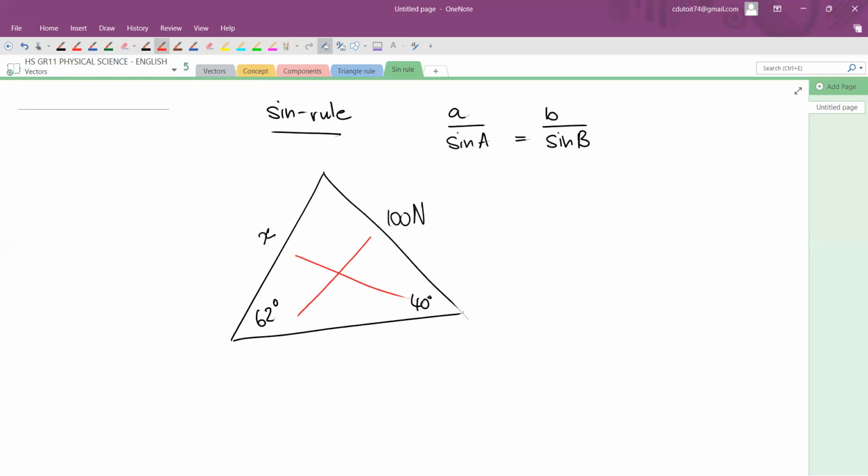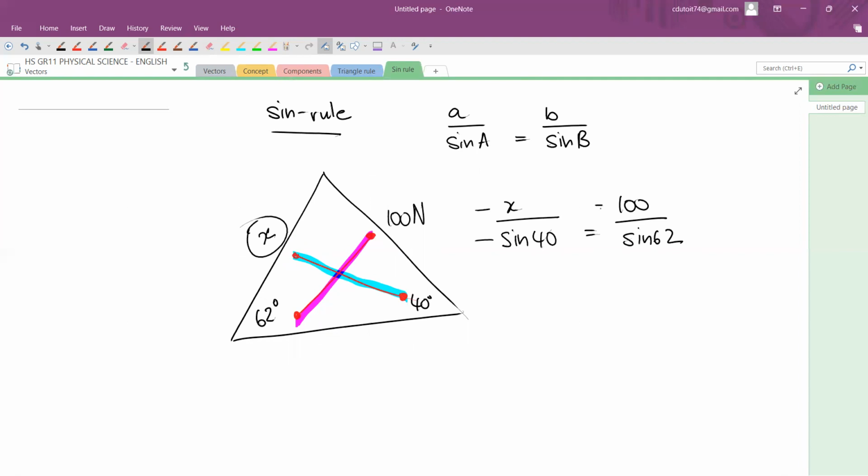Let's draw these 2 lines. Would you agree that the 100 Newton is actually opposite the 62 degrees, and the 40 degrees angle is opposite X? Those 2 are opposite one another. So these 2 are mates, and these 2 are mates. So if I want to know what X is, I'm just going to put X on top. So X over sin of the angle opposite it, 40, is 100 over sin 62. So I've got the side on top of the angle.